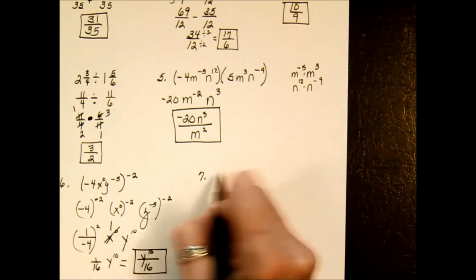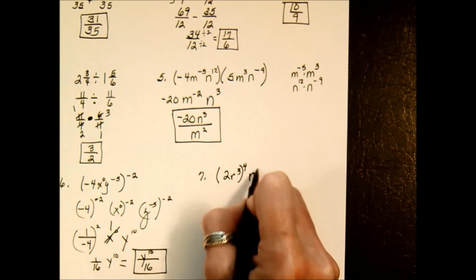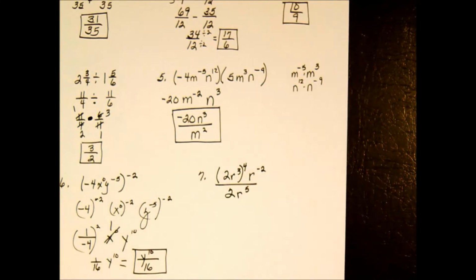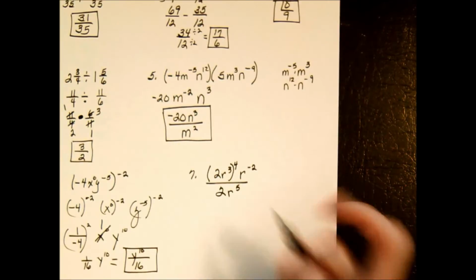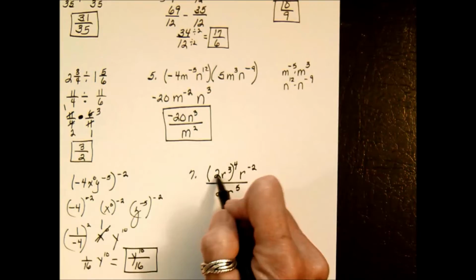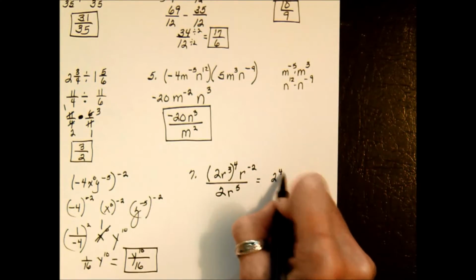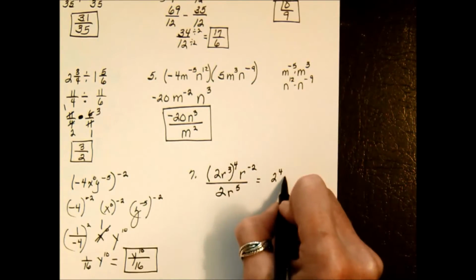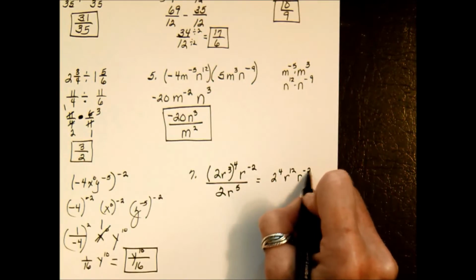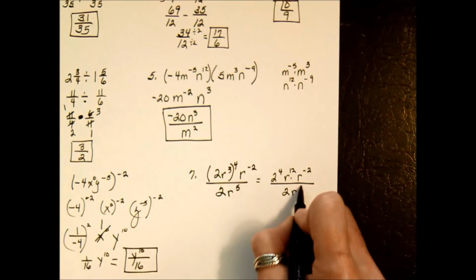Number 7, more exponents. We have (2r cubed) to the 4th, r to the negative 2, all over 2r to the 5th. Several things are happening here, and you need to be very careful. In this first piece, my 4 exponent belongs to both, so it's going to be 2 to the 4th, and then r to the 12th. Inside, outside exponents, r to the negative 2, we'll deal with that in a minute. Here, it's only the r that is to the 5th.